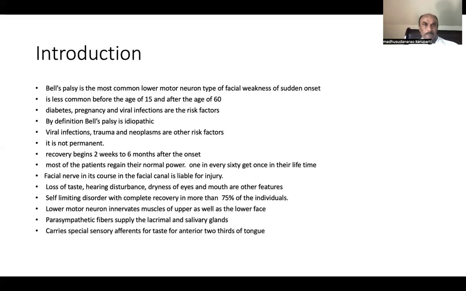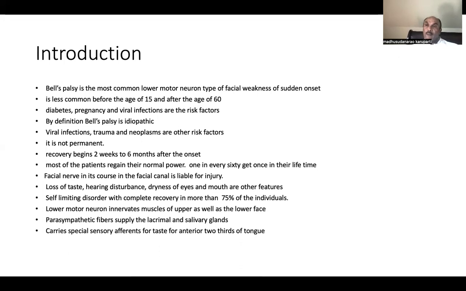Let us go in brief. Bell's palsy is the most common lower motor neuron type of facial palsy, associated with the weakness of sudden onset. Well, age of occurrence of this Bell's palsy is most common between 15 to 60 years of age. The average age of occurrence is around 40 years. As I told you, by definition, Bell's palsy is idiopathic. That is the reason why the treatment is controversial in these patients. The viral infections, trauma, and neoplasms are other risk factors that have been incriminated.